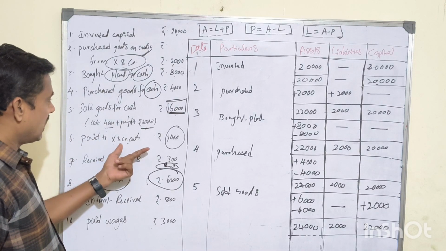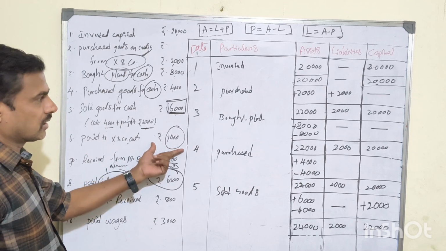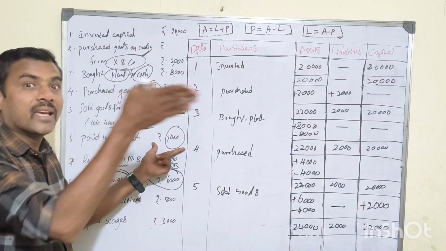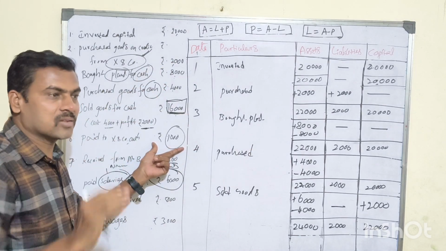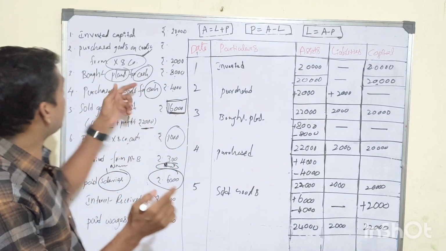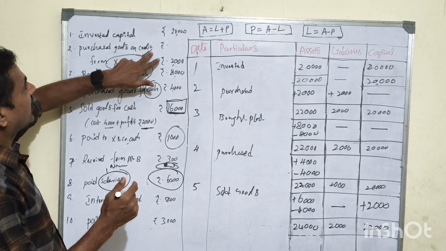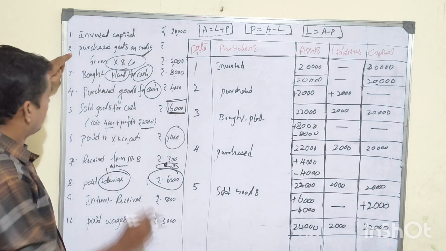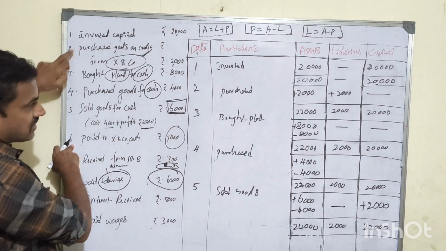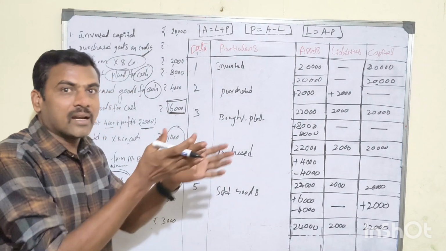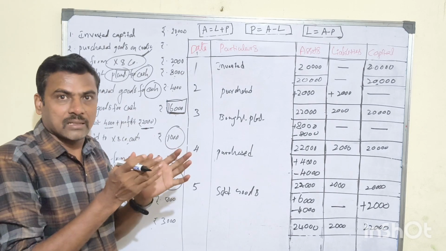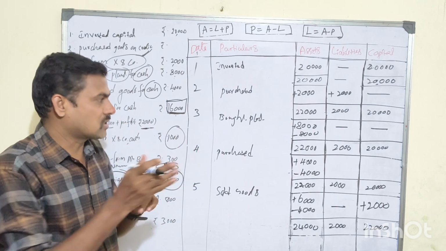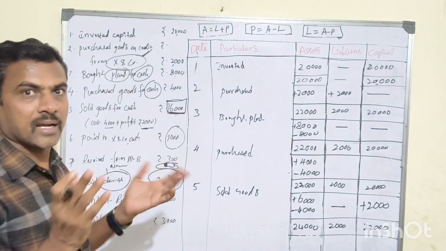Paid to X and company cash of rupees 1,000. Who are X and company? Creditors, sundry creditors. Why sundry creditors? Because the company has purchased goods on credit basis from X and company on January 2nd. On January 6th they are paying. As I mentioned, they are current liability, sundry creditors. What is the nature? Current liability. Within 12 months, the company has to pay back to them based on the condition terms.